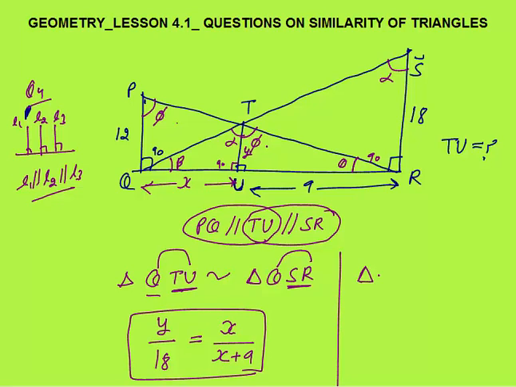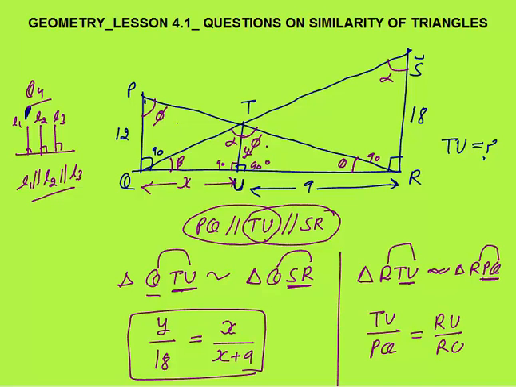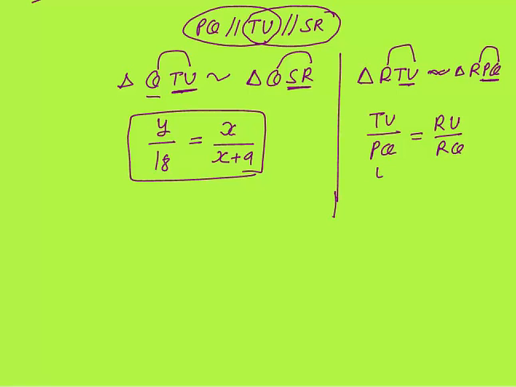Again, in triangle RTU the angle series is theta, phi and 90, and this angle is 90 degrees. It is similar to triangle RPQ with theta, phi and 90. We only take the corresponding sides, we don't need to consider RT and RP. We will consider TU upon PQ, the second and third letters, equal to RU upon RQ, the first and third letters.